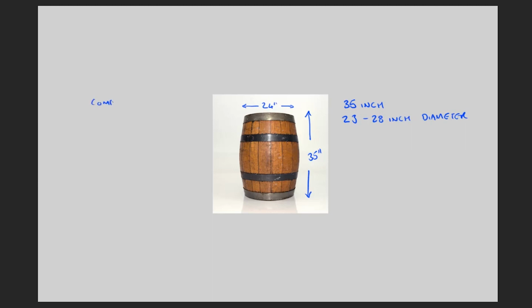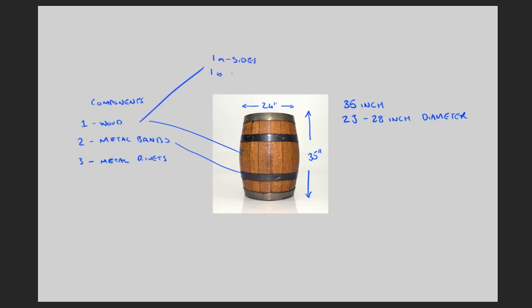The individual components that we'll need to think about modeling are the wooden portions. We'll have to think about the metal bands, and we'll have to think about the metal rivets that hold the bands in place. And for the wood, we actually have two components to think about: the side pieces and the top piece. So that's our wooden barrel in a nutshell. That's what we're going to be making. So it's relatively simple. Let's start modeling.